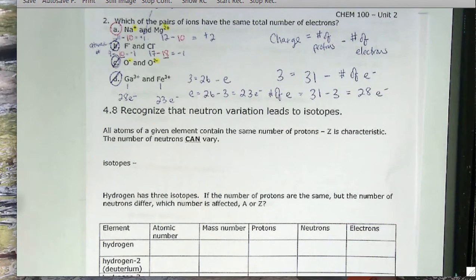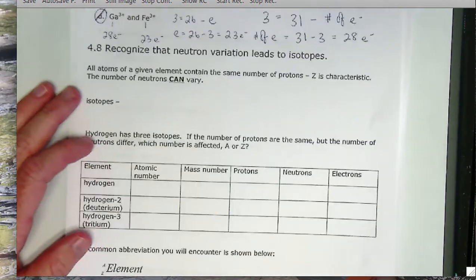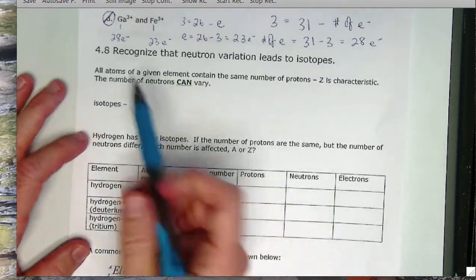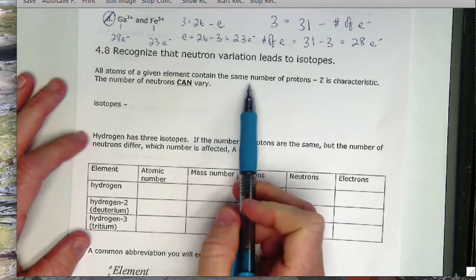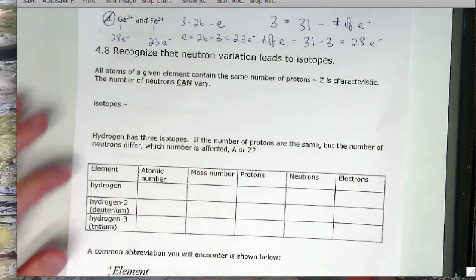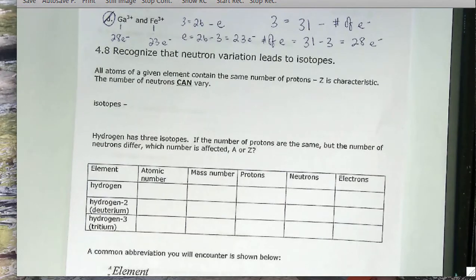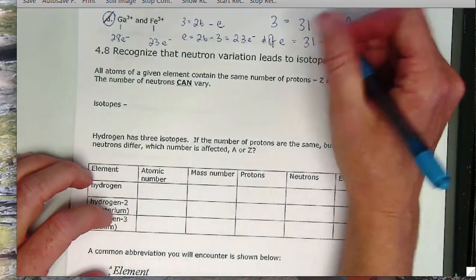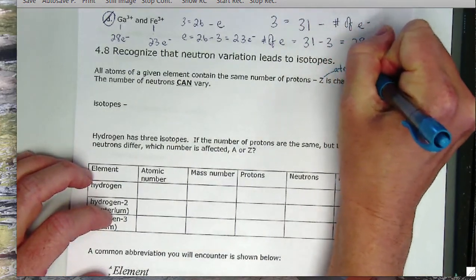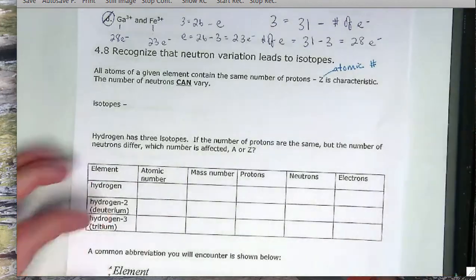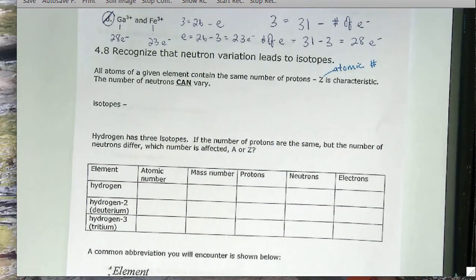So let's look at isotopes. So all atoms of a given element contain the same number of protons. Z is characteristic. I'm like, what is Z? She's never said Z before. Let me define that for you. This is atomic number. On your periodic table, what is atomic number?